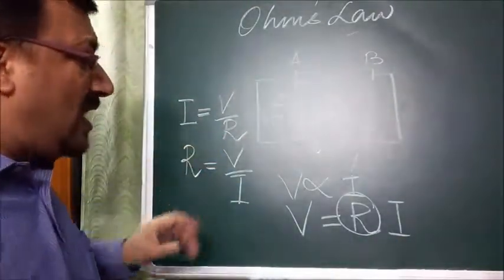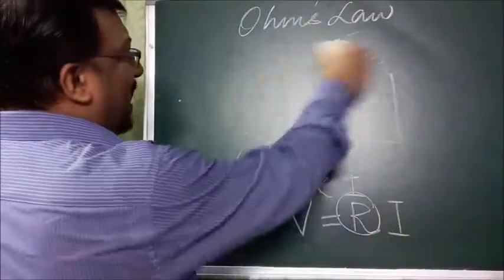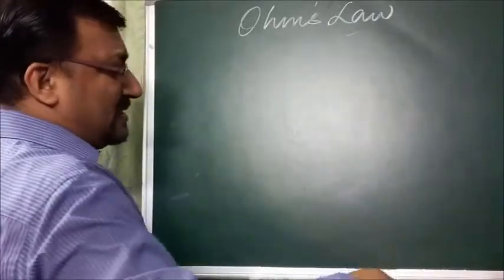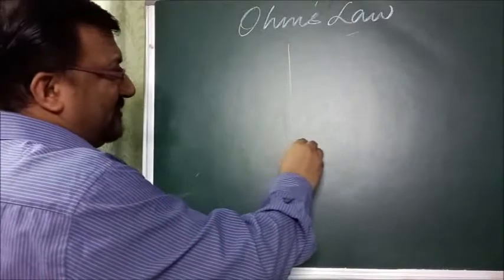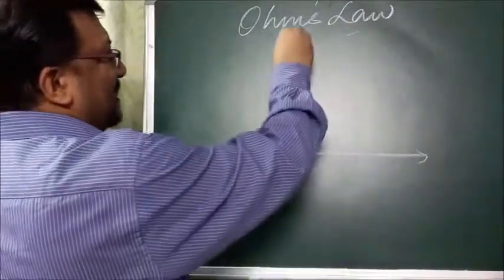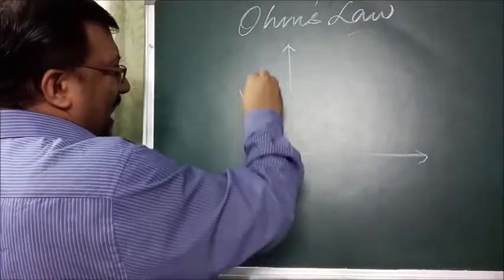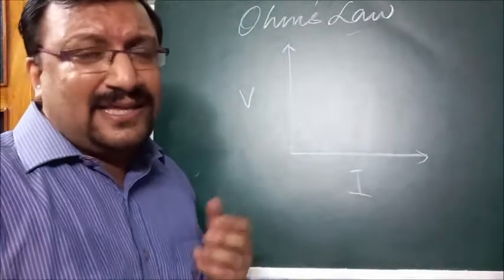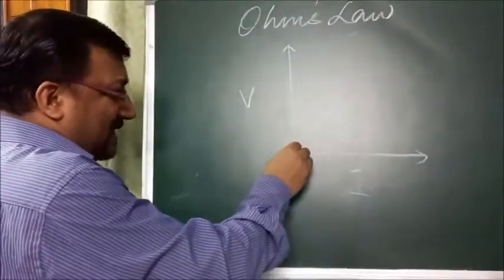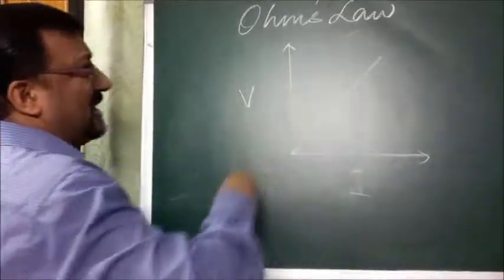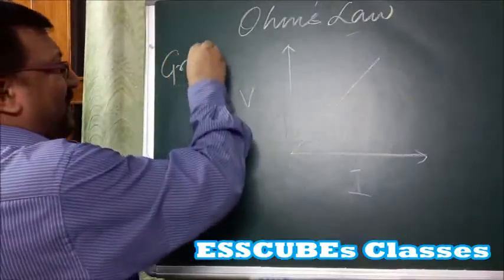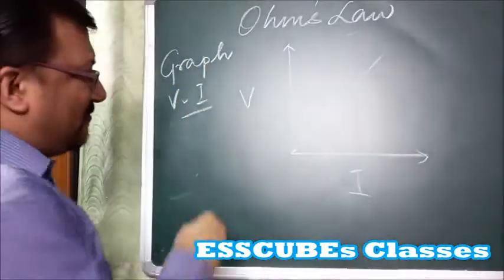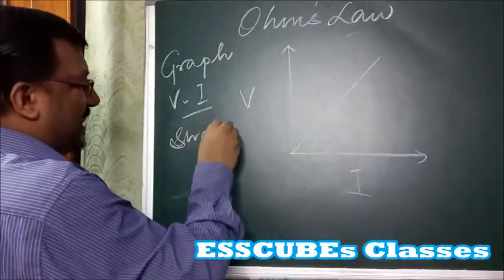If we need to draw a graph between current and voltage, since they are directly proportional to one another, if I draw a graph between V and I, what do we find? Let this be my potential and this be my current. Since with the increase in one of the factors, the other factor increases and vice versa, it will be a straight line. So the graph for V-I will be a straight line.